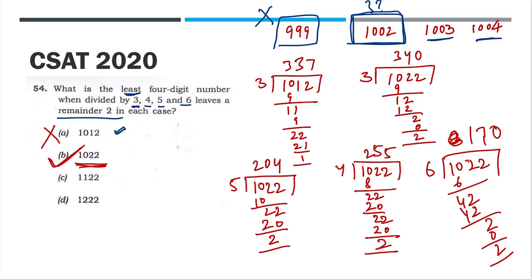Now mind you, 1222 could also be the answer. 1122 could also be the answer. 1022 is the answer. These all three could be the answers. But we just have to make sure in this case only pick if we have got all these correct, meaning everyone is giving a remainder of 2. We have to pick the least 4-digit number.